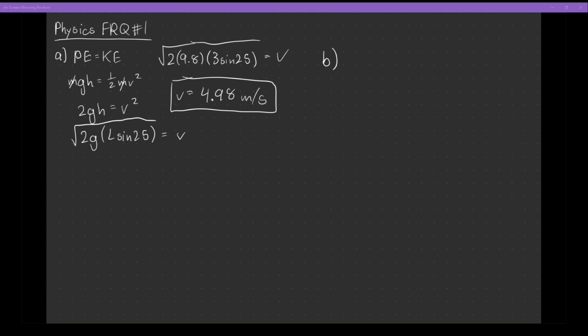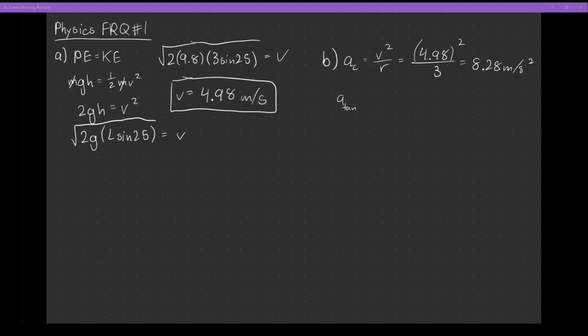Part B is asking for the magnitude of the ball's net acceleration. I know acceleration has two components, which are a_c and a_tan. So I would find a_c, which is v squared over r. Using the answer from the last question, I know that v is 4.98 meters per second. The r is 3 because that's just the length of the rod, or the length of the string. When I plug into a calculator, that gives me 8.28 meters per second squared.